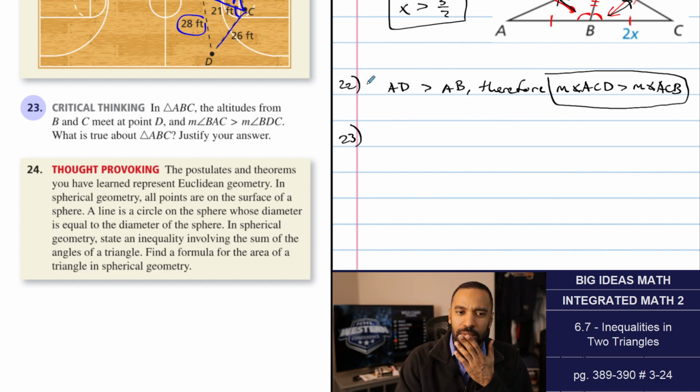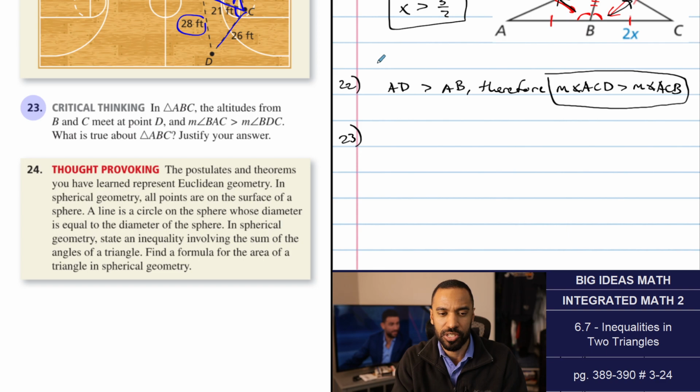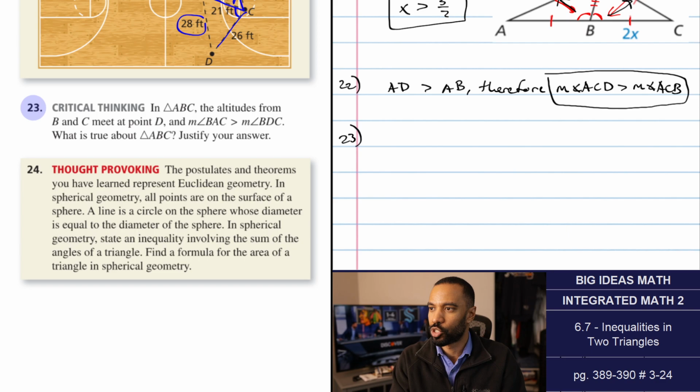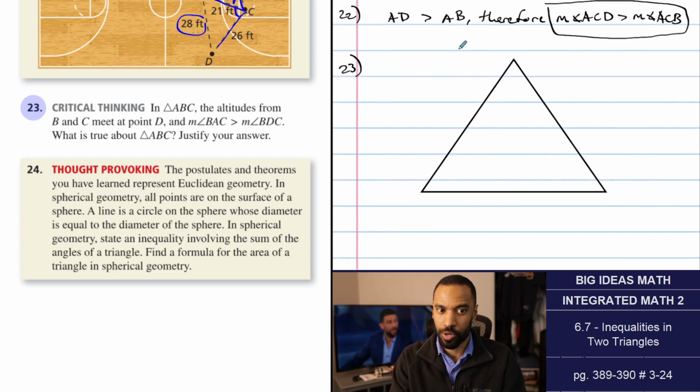In triangle ABC, the altitudes from B and C meet at point D, the orthocenter, and the measure of angle BAC is greater than the measure of angle BDC. Oh, thought-provoking, excuse me, I'm looking down below. I think thought-provoking was the open-ended ones. Sorry about that. Anyway, what is true about triangle ABC? Justify your answer. Well, I drew it.